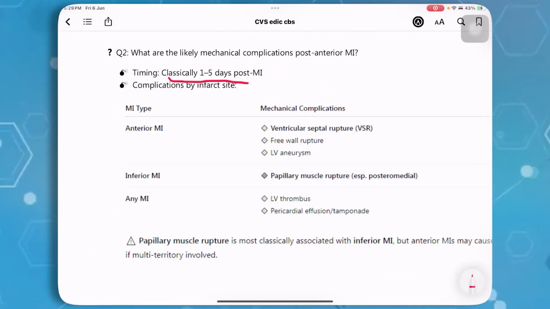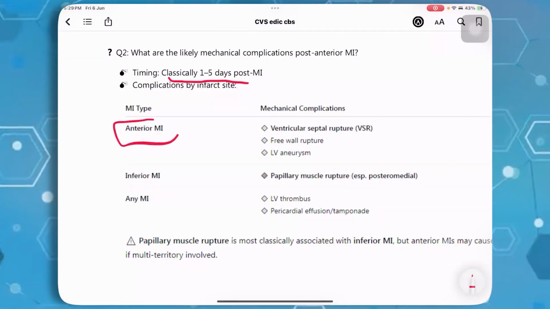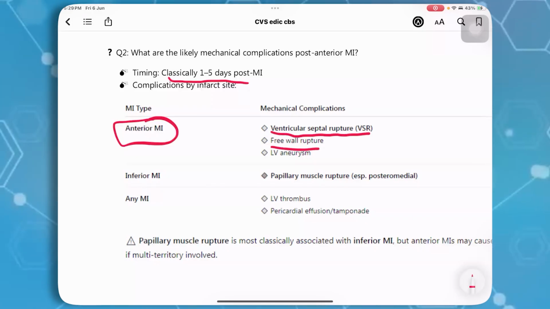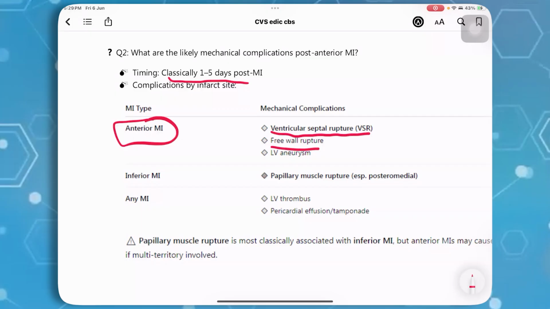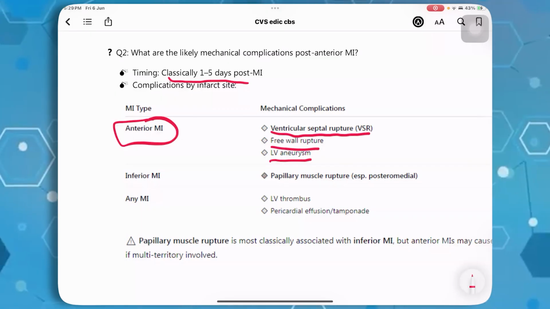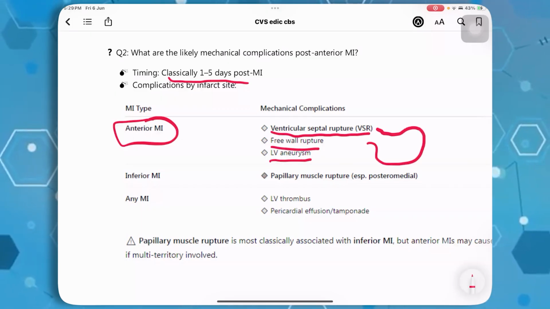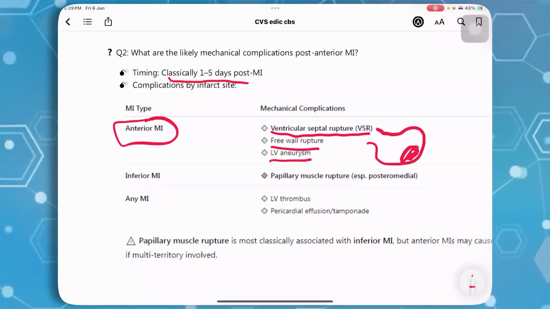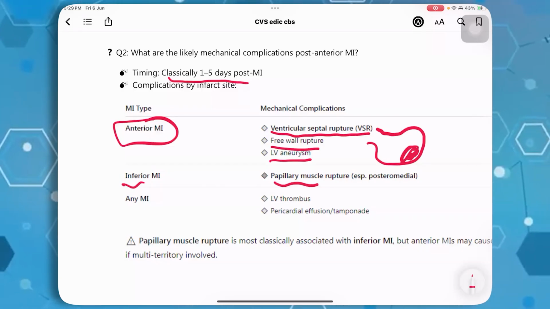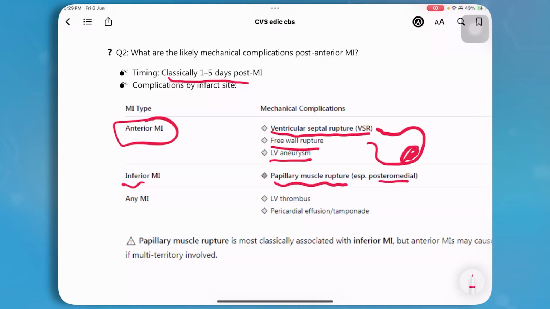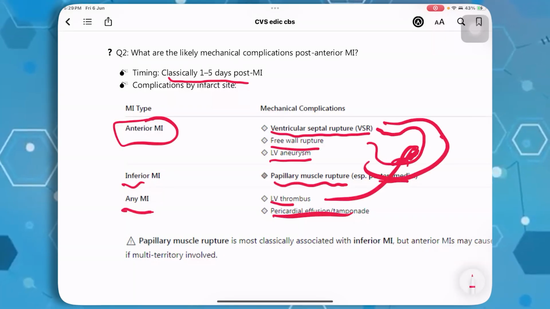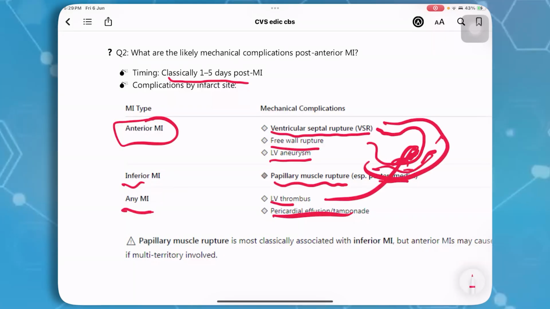Classically, usually 1 to 5 days post-MI. Anterior MI can have a ventricular septal rupture, that is VSR, or a free wall rupture leading to tamponade and sudden death. And of course, LV aneurysm, that is a ballooning of the left ventricle. This is what happens. And there can be a clot in the left ventricle also. Inferior MI leads to papillary muscle rupture, especially posteromedial. Any MI can cause an LV thrombus. This is an LV thrombus, and a pericardial effusion or a tamponade. Any MI can cause that.